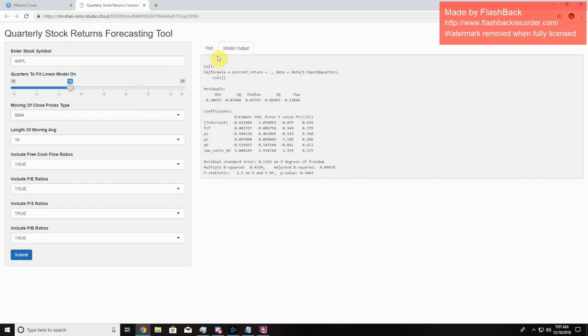Lastly, we included a summary of the regression model where the percent return of the stock is the dependent variable and output of the model. And all the different ratios are the independent variables and predictors for the model.